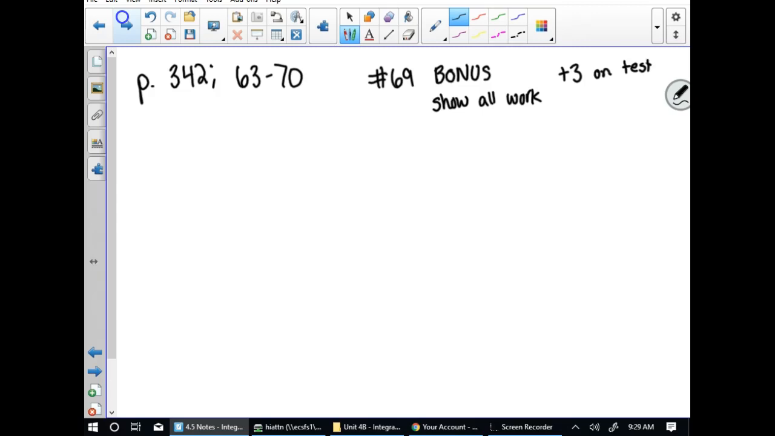So skip over 69 as you do your homework at first. On the odds, make sure you check the back of the book and get your answer to match those. On the evens, it's okay with me if you leave it without simplifying.